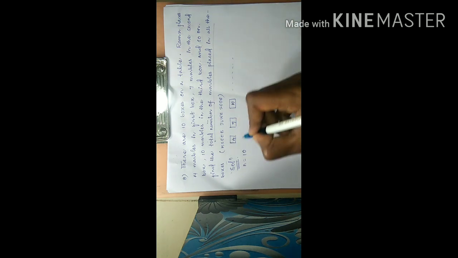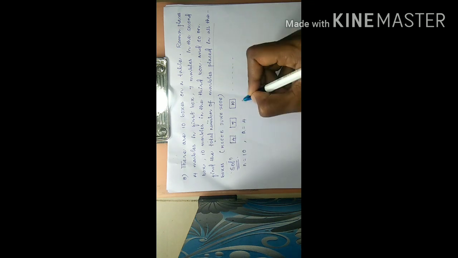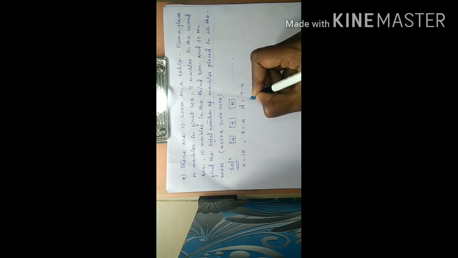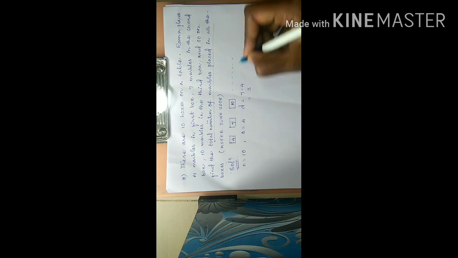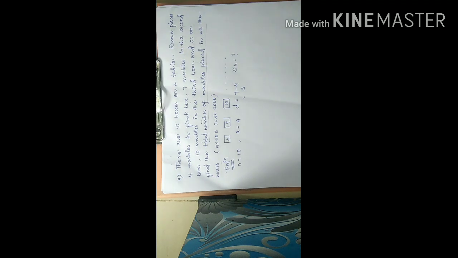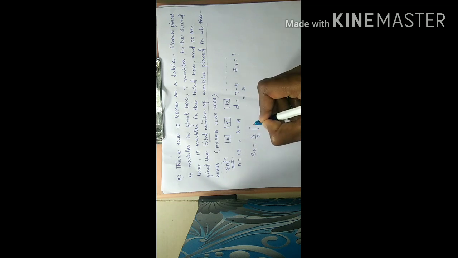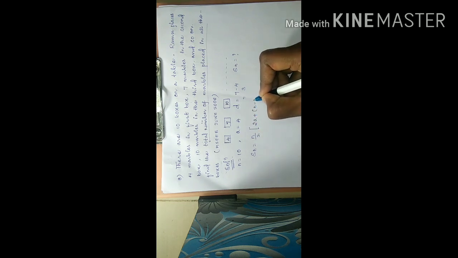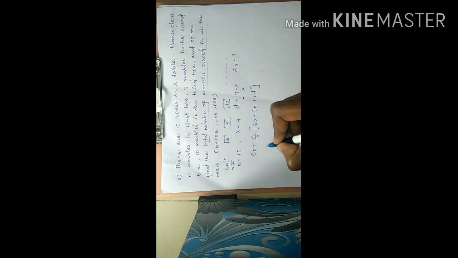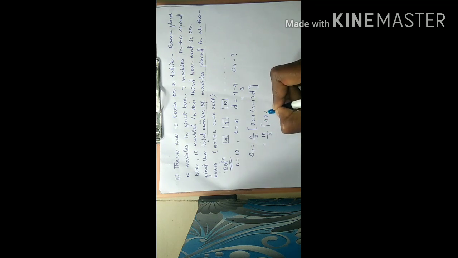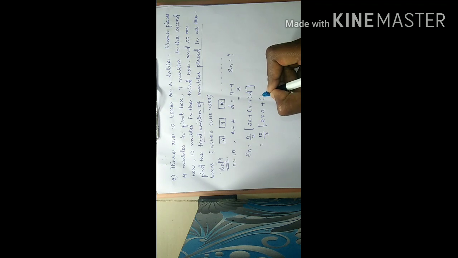So here a is equal to 4, d is equal to 7 minus 4, T2 minus T1, that is 3. So we have to find out the sum. So Sn is equal to question mark. n is 10, we have 10 boxes. So Sn is equal to n by 2 into 2a plus n minus 1 into d. That is 10 by 2 into 2 into 4 plus 10 minus 1 into d, which is 3.